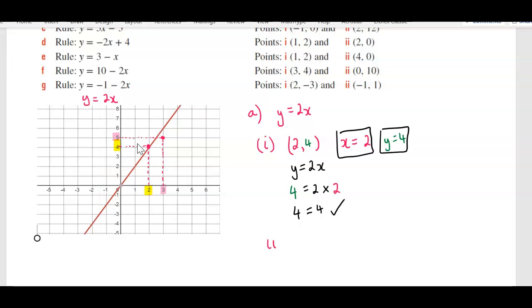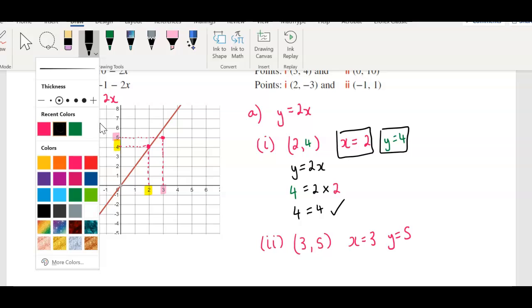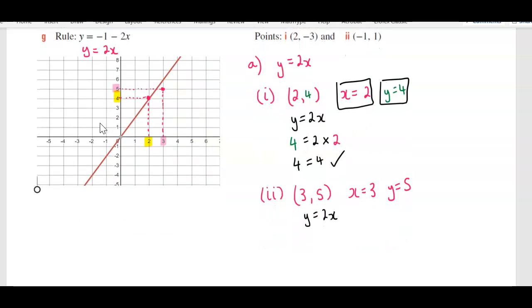Okay, so for part 2 of question A is the point 3, 5. So that means x is equal to 3, y is equal to 5. And then we just substitute them into our rule again. So y equals 2x. So y is equal to 5, so I'll put 5 in here. X is equal to 3.